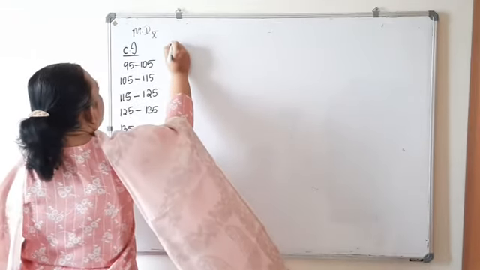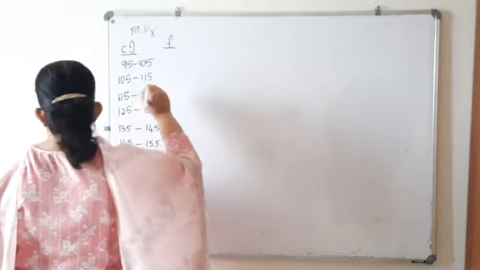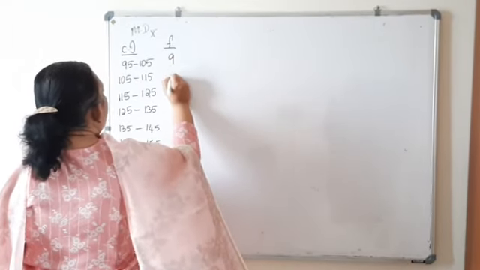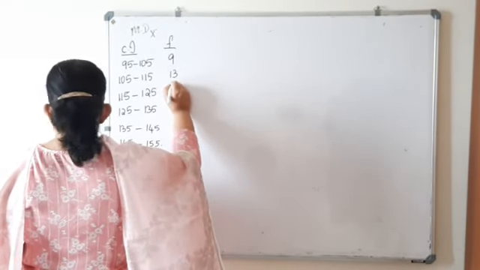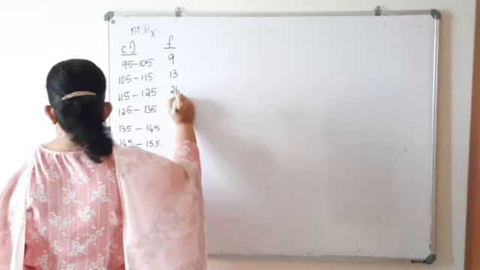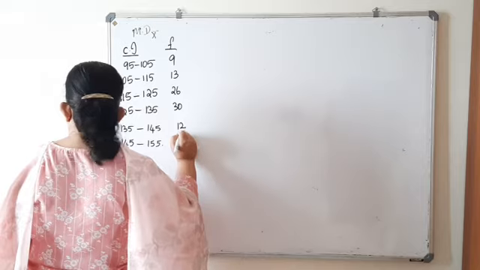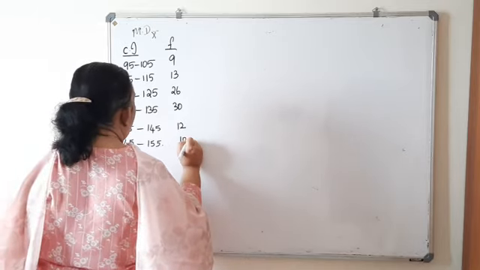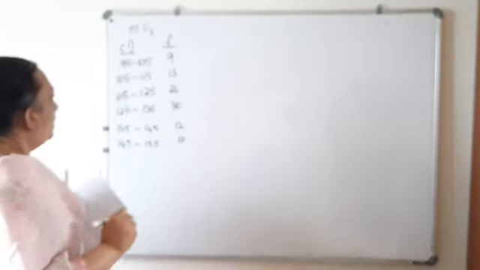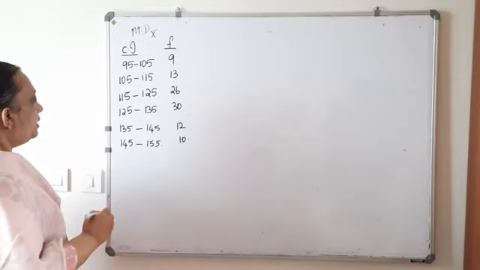95 to 105, 105 to 115, 115 to 125, 125 to 135, 135 to 145, 145 to 155. The frequencies are given: 9, 13, 26, 30, 12, 10. Okay. Frequencies are given. So it is mean deviation about mean.